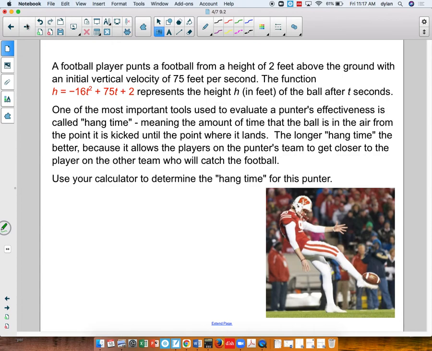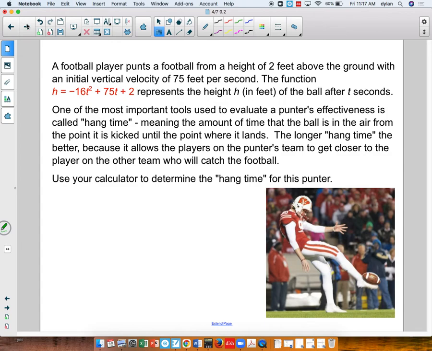So imagine a football player punts a football from a height of 2 feet above the ground and an initial upward velocity of 75 feet per second. We can model that with the function h equals negative 16t squared plus 75t plus 2, where that represents the height of the ball after t seconds. And again, you can see gravity pulling it down.